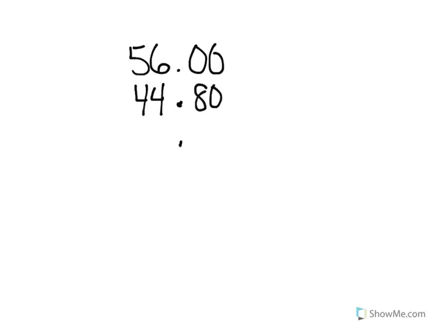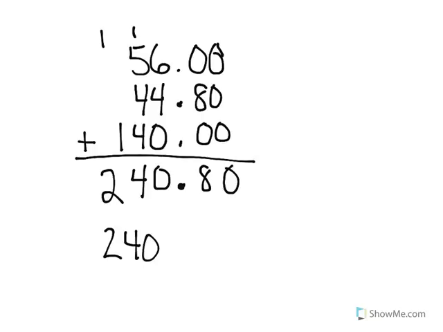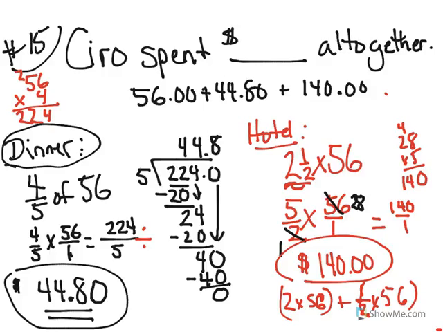And then put my decimal point down. I have 140. I want to annex the 2 zeros so that I have an equal amount of decimal places. So I'm going to go ahead and add. I get 0, 8. Bring down the decimal point. 6 plus 4 is 10. Carry the 1. 5 plus 1 is 6. Plus 4 is 10. Plus 4 is 14. Carry the 1. 1 plus 1 is 2. So I just found out that he spent $240.80 altogether.